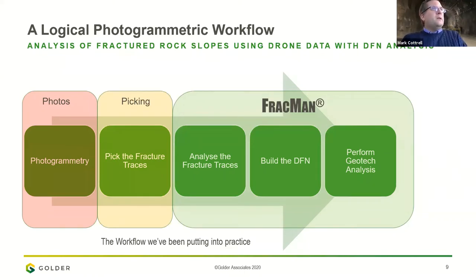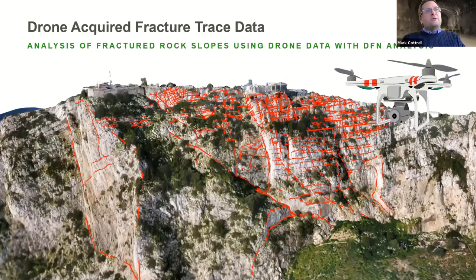So the three groups of steps: taking the pictures, picking the traces, and then using the trace data to characterize and build the DFN. So analyzing the fracture traces for size, analyzing the fracture traces for orientation, position, and any properties that maybe you have associated with different fracture sets. And then with that DFN model, we can then start bringing that into our analysis framework, so doing slope stability, stress predictions, rock mechanical properties. I'm going to come back to this example in more detail towards the end.